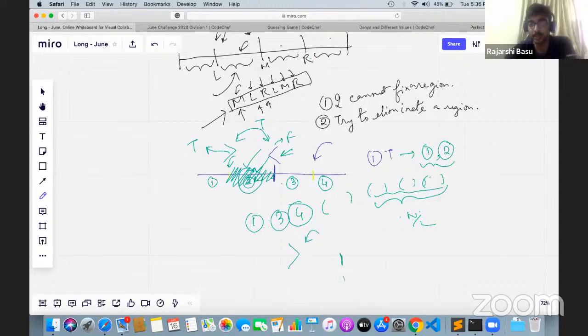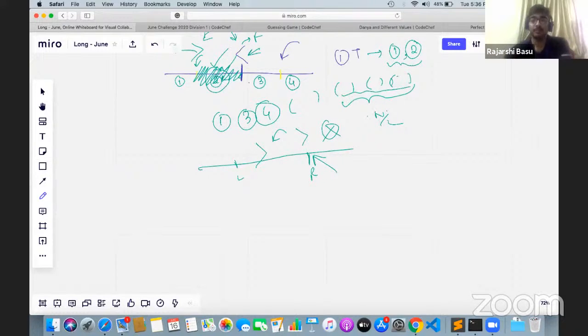So if the grader returns this sign, then again it's symmetrical. You query at the right point. So instead of querying here, you query here. And again, if this is the case, then this part is definitely eliminated. If this is the case, then this part is definitely eliminated. So in all the cases, you make two queries and your search space reduces by 25%.